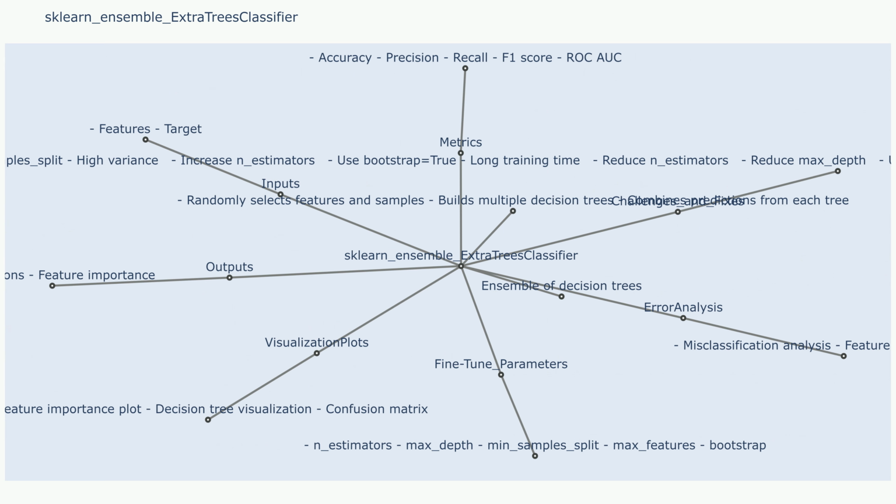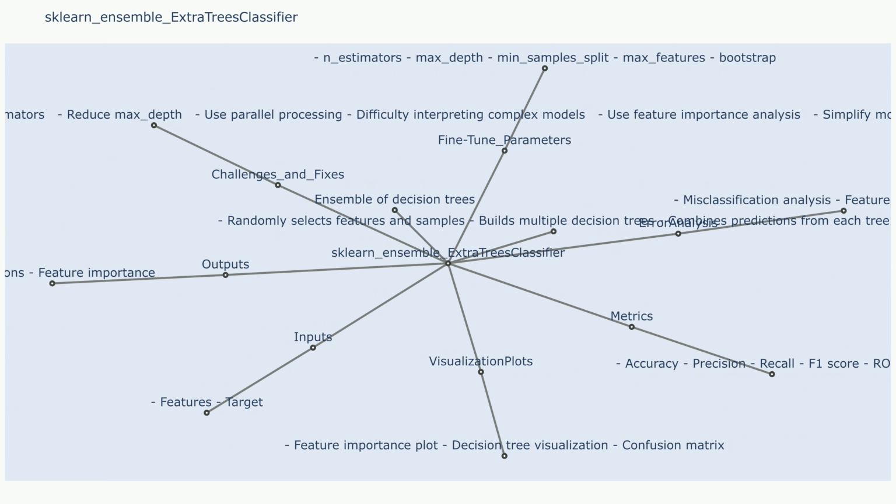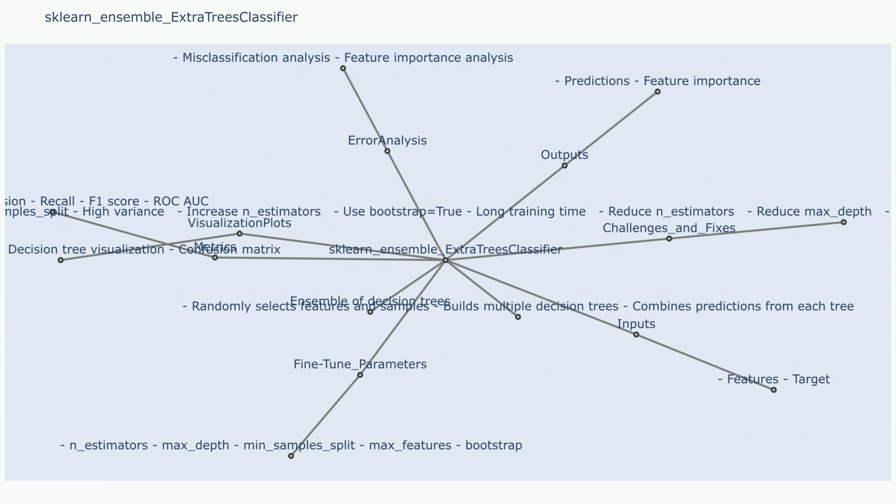Metrics: accuracy: the proportion of correctly classified samples. Precision: the proportion of correctly predicted positive samples out of all samples predicted as positive. Recall: the proportion of correctly predicted positive samples out of all actual positive samples. F1 score: a harmonic mean of precision and recall. AUC, area under the curve: a measure of the classifier's ability to distinguish between classes.